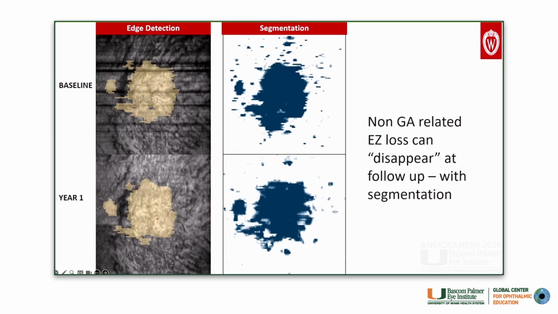So here is an example showing 1 year change, and you can see there is quite a bit of drusen-related EZ loss around. The GA-related EZ loss has definitely grown in size, enlarged over 1 year, but there's also all this, and that has disappeared at 1 year in this eye. So, you know, it's not there, it's reduced.